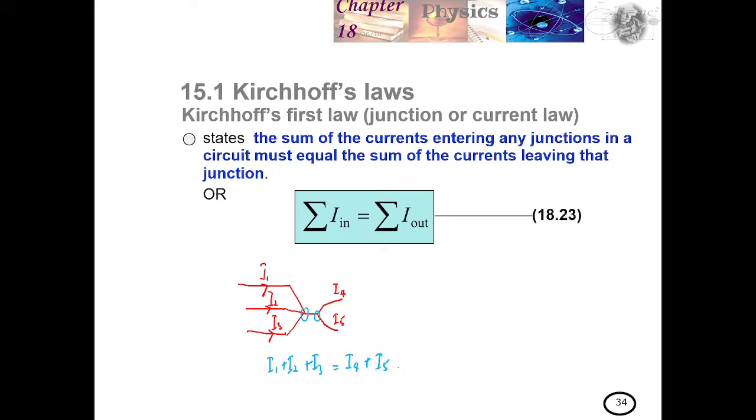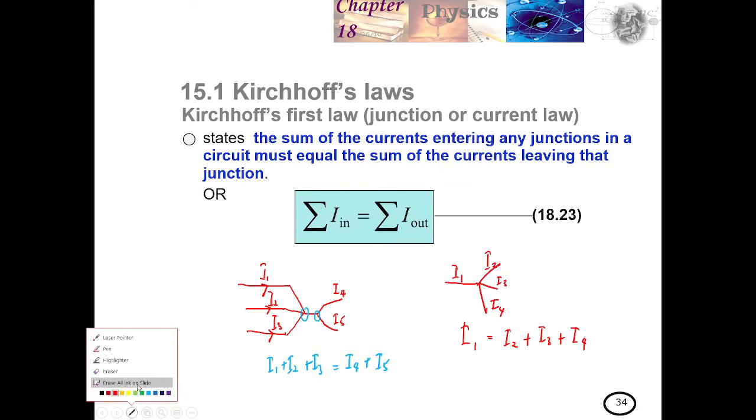This is very logical. If some amount of current goes into the junction, of course when it leaves the junction, it will be the same as before. Okay, one more example: if we have one pipe of water going in and it is separated into three, this is I2, this is I3, and this is I4. So you can say that I1 will be equal to I2 plus I3 plus I4. This is a very logical statement. This is Kirchhoff's law.